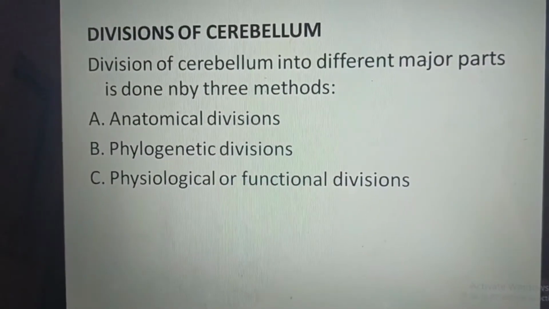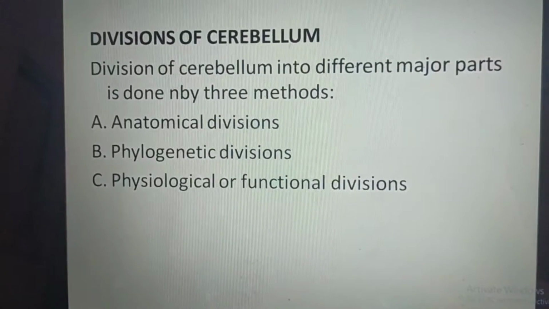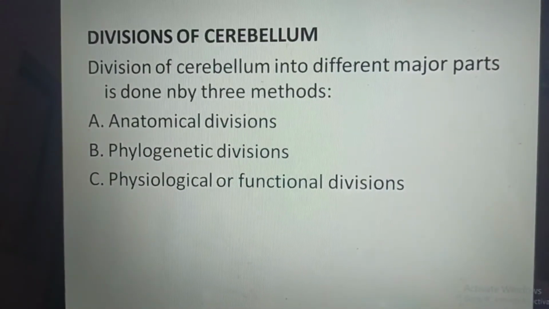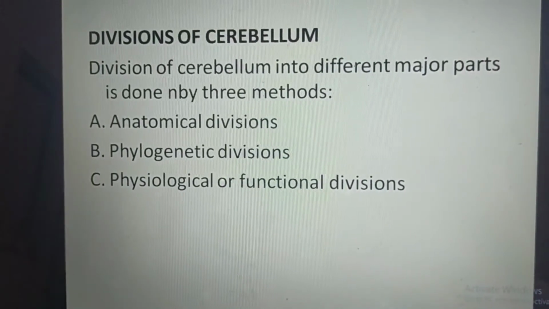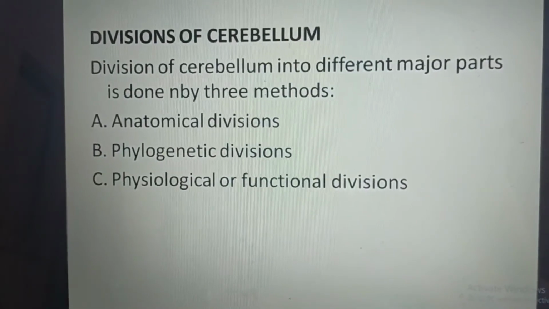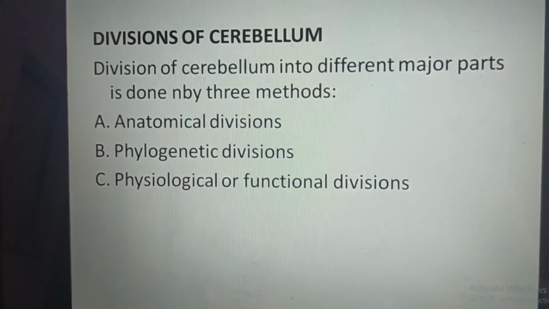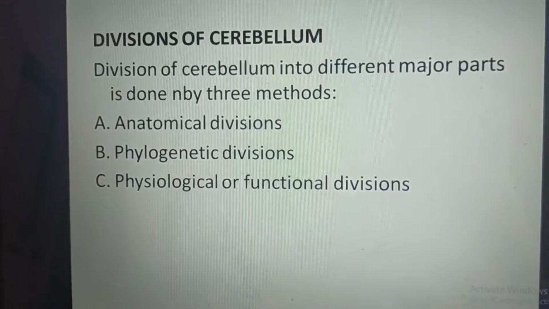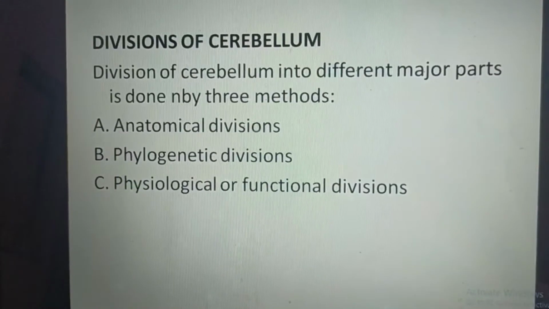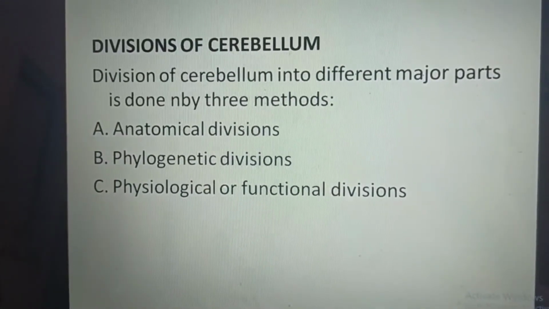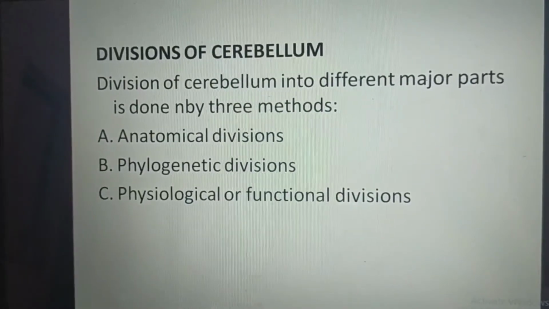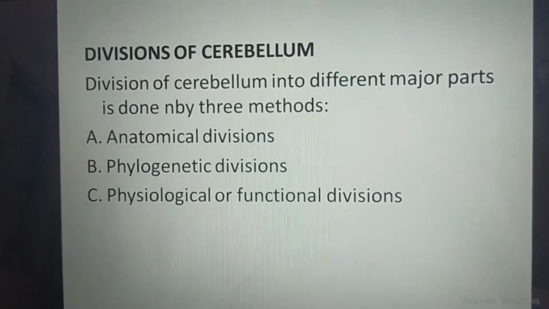Now we'll see the division of cerebellum. Division of cerebellum into different major parts is done by 3 methods. First is the anatomical division. Second is the phylogenetic division. What is phylogenetic? It means relating to the evolutionary development, meaning which part developed first, and the diversification of a species or group of organisms. And third is the physiological or functional divisions.